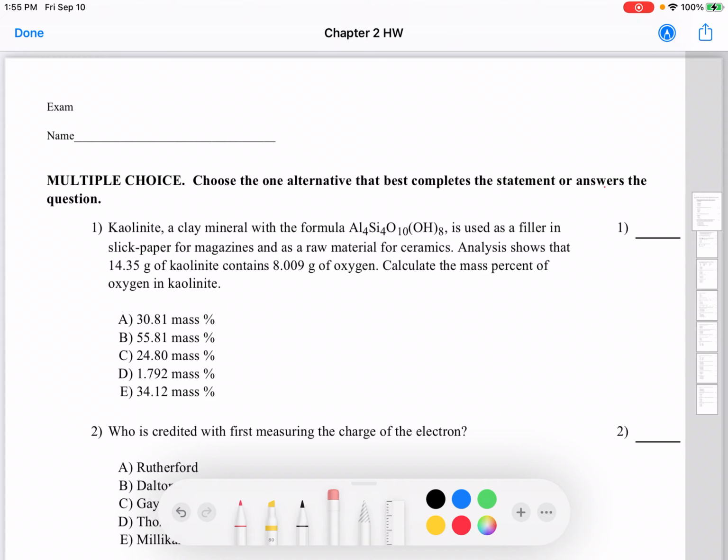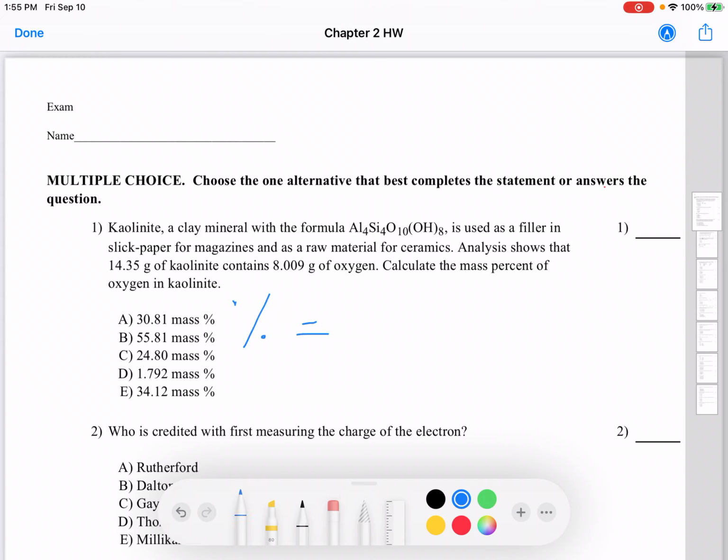So the first one is asking about kaolinite, a clay mineral with the formula given. Analysis shows that 14.35 grams of kaolinite contains 8.009 grams of oxygen. Calculate the mass percent of oxygen in kaolinite. Very straightforward question. The mass percent can be calculated.